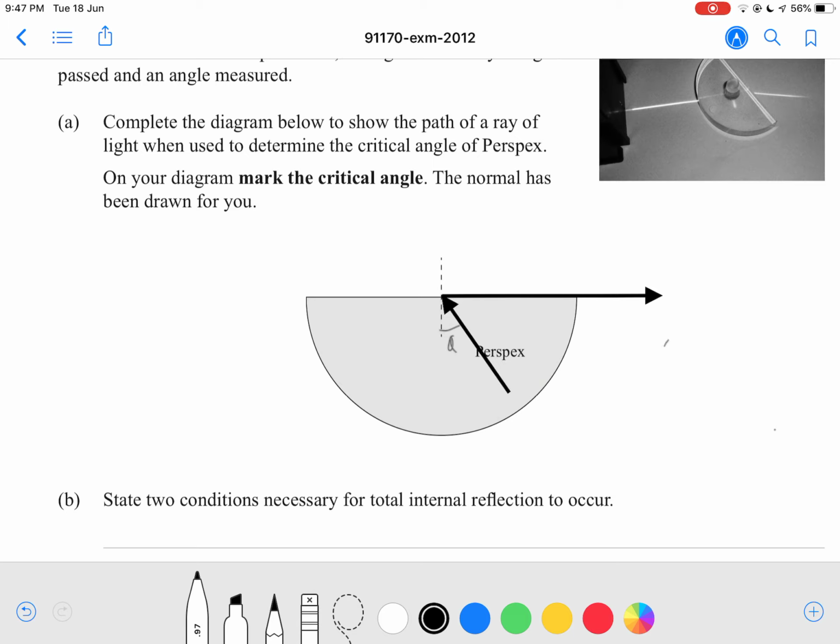It's a merit question. To get a merit, you have the correct angle marked, that's just your angle theta, and your refracted ray at 90 degrees to the normal. That'll get you a merit grade. To get an achieved grade is basically any one of those two: either the correct angle marked or the correct 90 degrees to the normal.